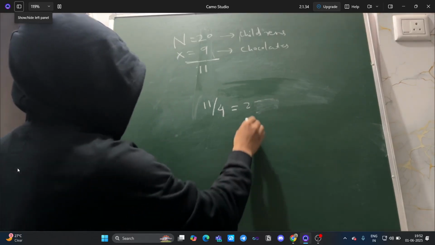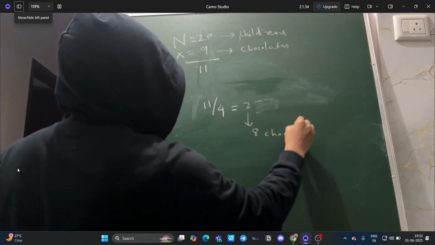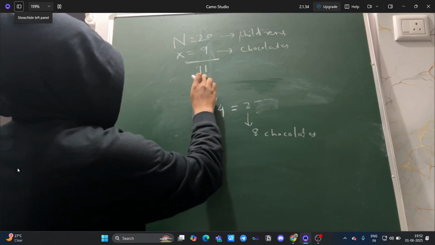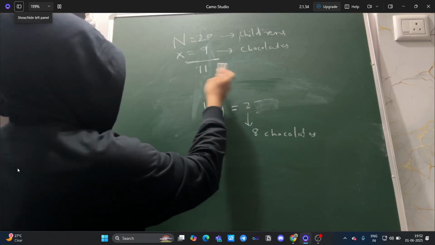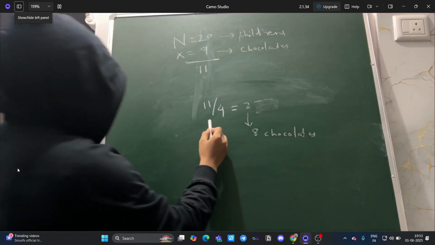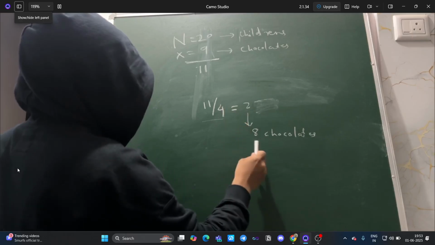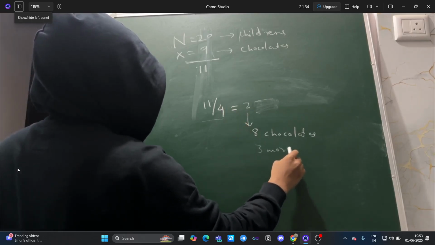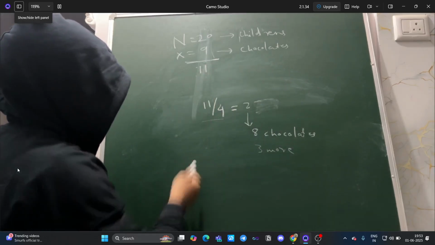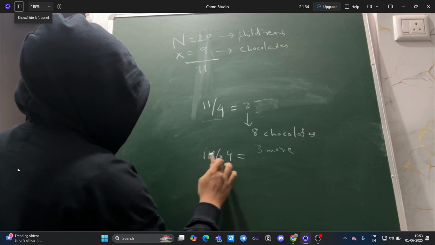So which means, let's say if you purchase 2 packets of chocolate, you will get 8 chocolates because one packet has 4 chocolates. But you still require 3 more, so 3 children will be left without chocolate. We have got the answer as 2, but we need 3 more chocolates so that all the children will get a single chocolate. So in this case we'll do modulo 4. If you do 11 modulo 4, our answer is 3.